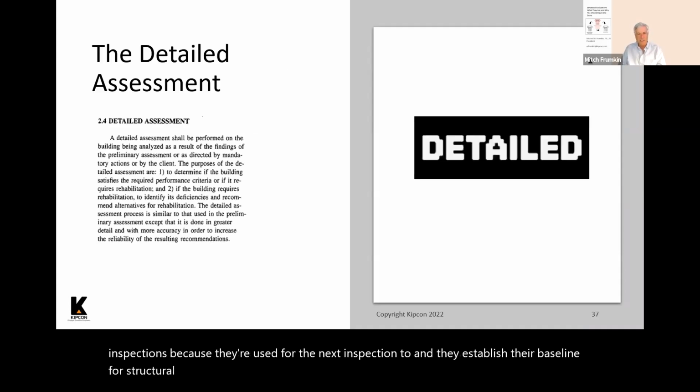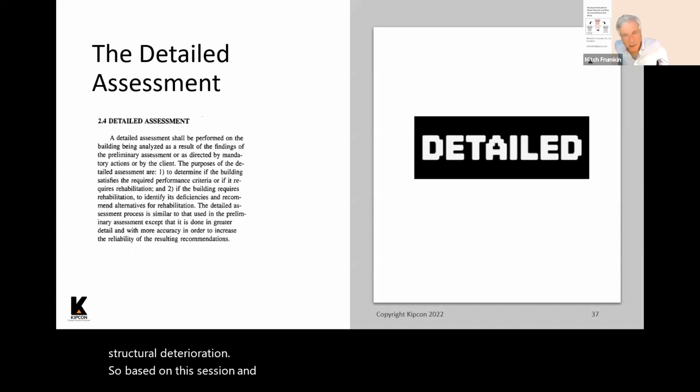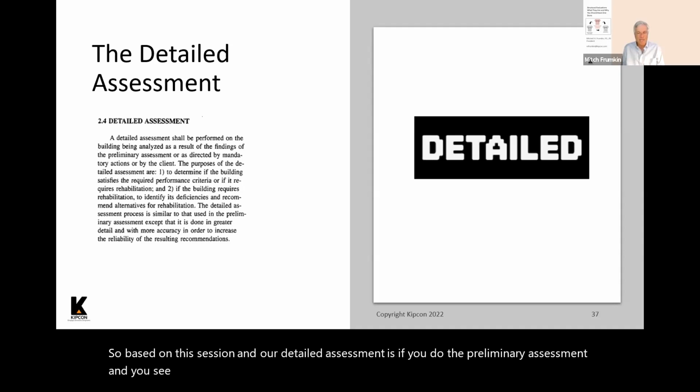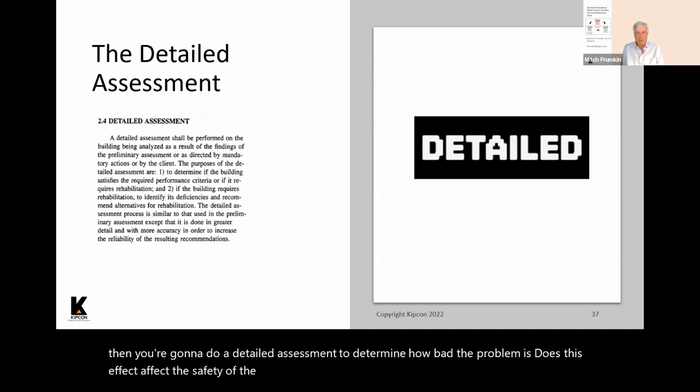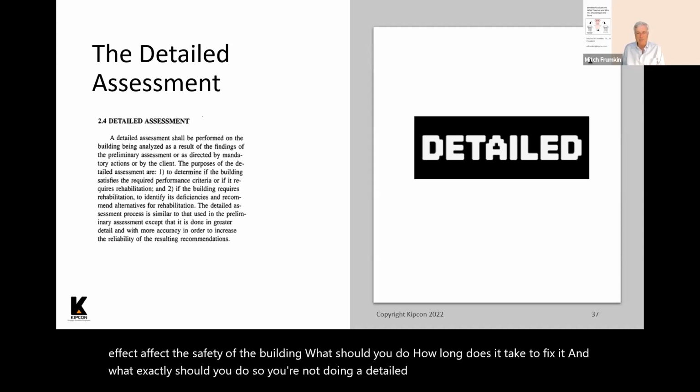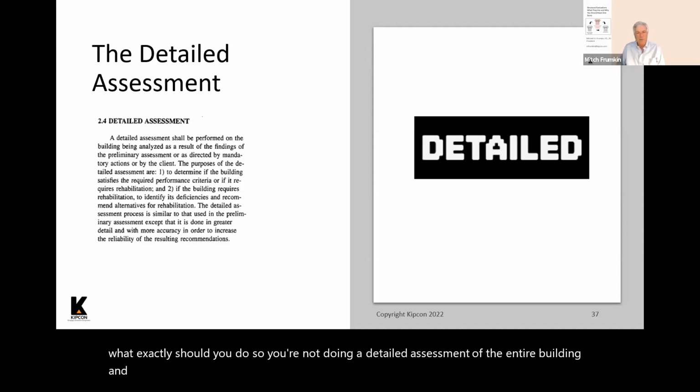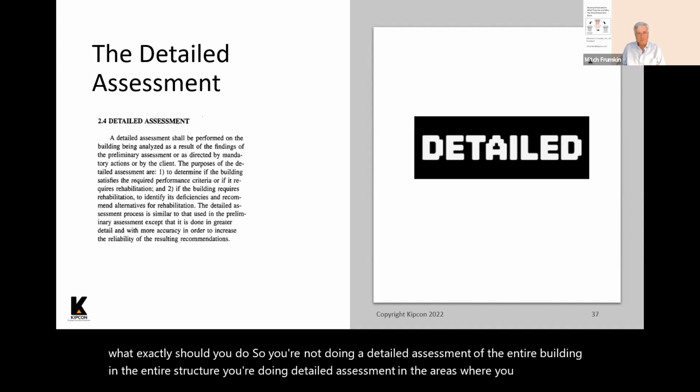So that's baseline assessment. Now, a detailed assessment is if you do the preliminary assessment and you see there's a problem, and I'll show you some examples, then you're going to do a detailed assessment to determine how bad the problem is, does it affect the safety of the building, what should you do, how long does it take to fix it, and what exactly should you do. So you're not doing a detailed assessment of the entire building and the entire structure, you're doing a detailed assessment in the areas where you see potential problems.